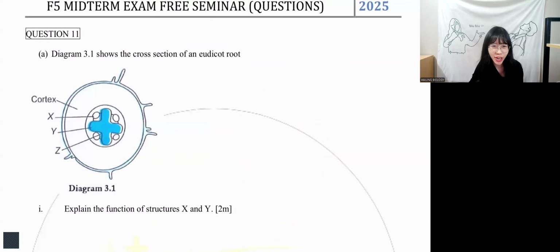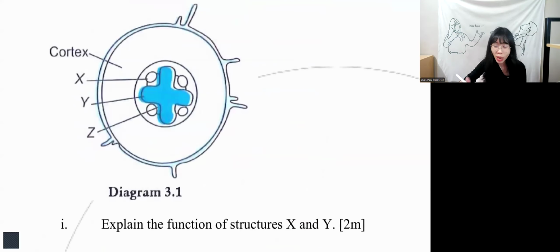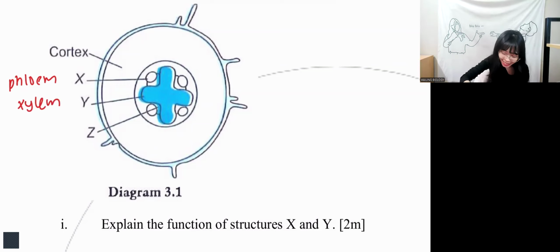Diagram 3.1 shows a cross-section of a Dicot. Explain the function of structure X and Y. Okay, I know you can do this question by yourself. So X, can we write the label first? What is X? X is a phloem. Very good. And then Y will be the xylem because it's a star-shaped xylem. Okay, now what is Z? Z is a cambium. This is a vascular cambium.